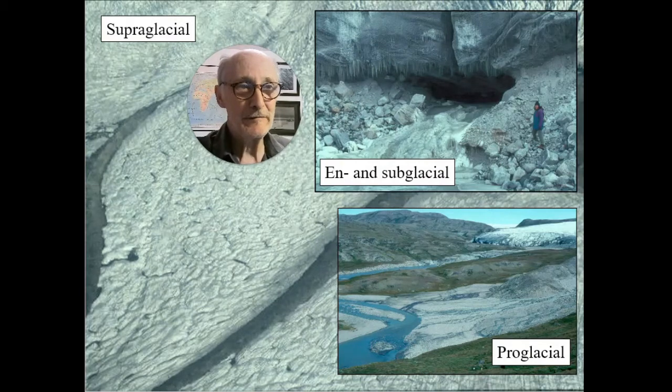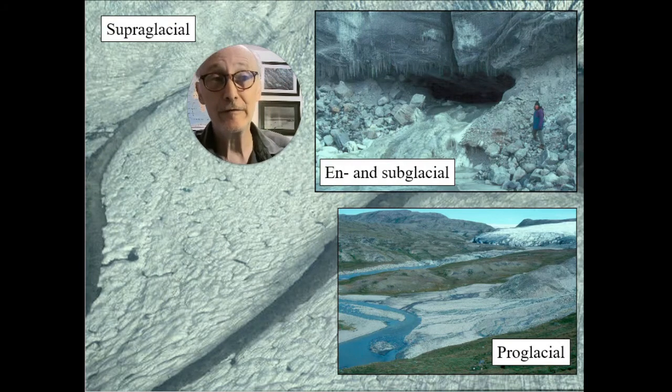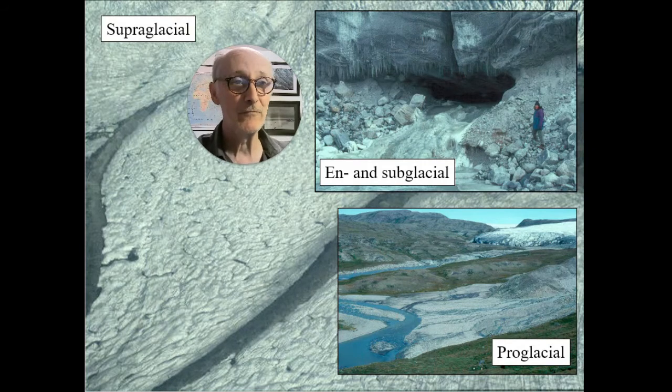So these three pictures, all taken from the western margin of the Greenland ice sheet, just above the Arctic Circle, on or around the Russell Glacier, illustrate these three zones, if you like, or these three territories within which we can think about water in glaciers affecting the glacier system in different ways.